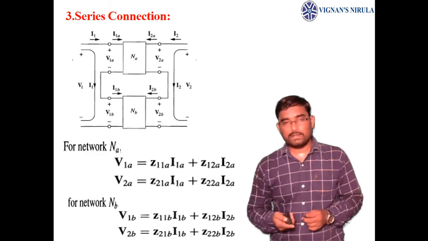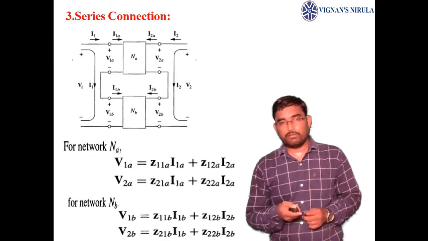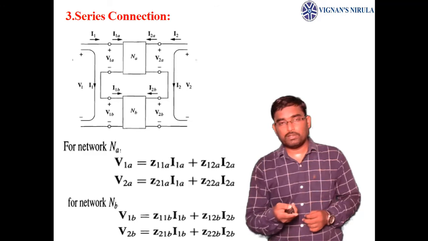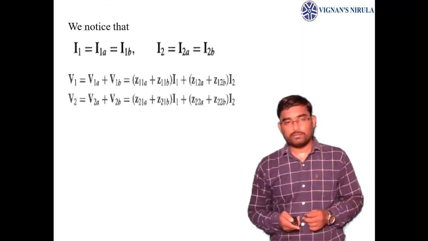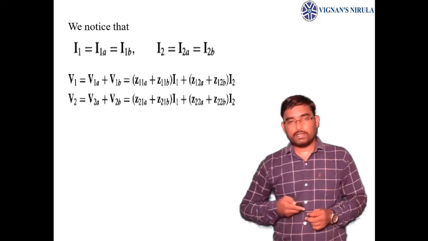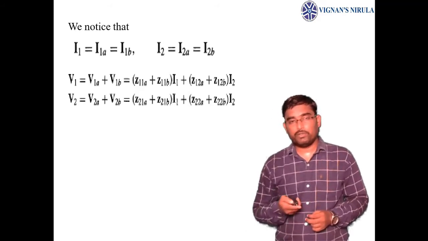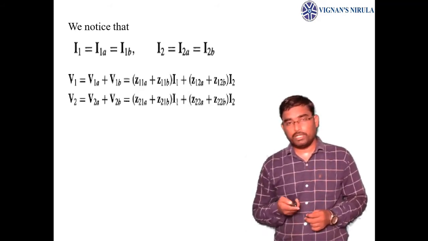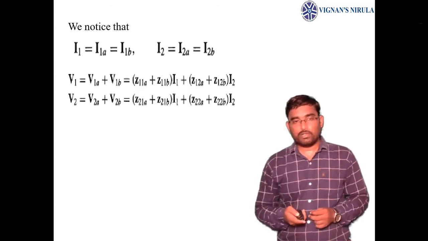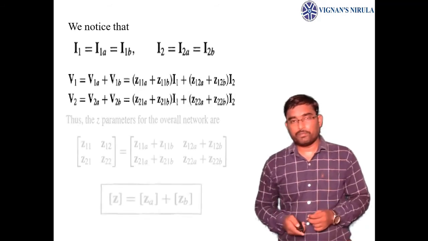The same current is flowing through the entire series branch, and at the input port you can see that V1 equals V1A plus V1B, and at the output port you can write V2 equals V2A plus V2B. So by putting those relations in the above set of equations and adding them gives V1 equals V1A plus V1B equals (Z11A plus Z11B) into I1 plus (Z12A plus Z12B) into I2, and V2 equals V2A plus V2B equals (Z21A plus Z21B) into I1 plus (Z22A plus Z22B) into I2.